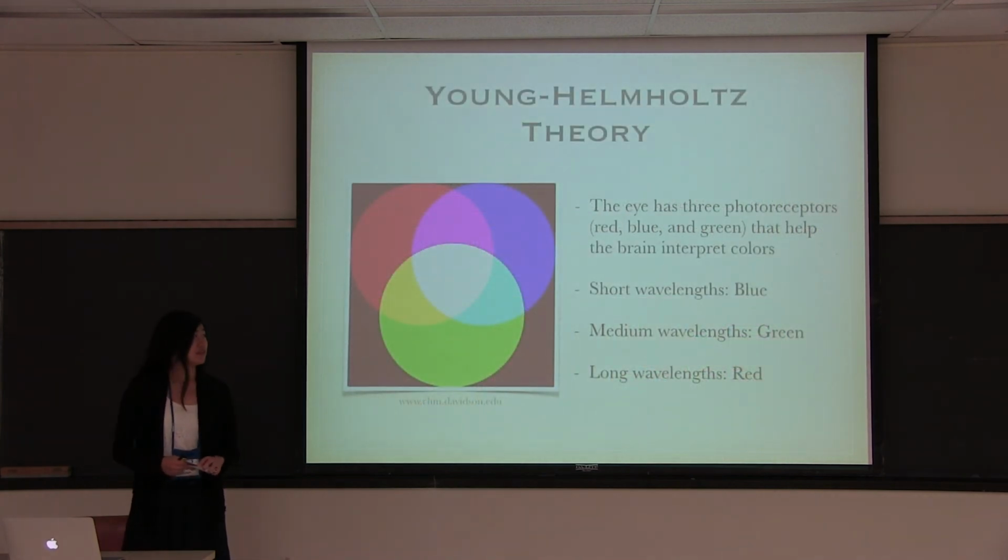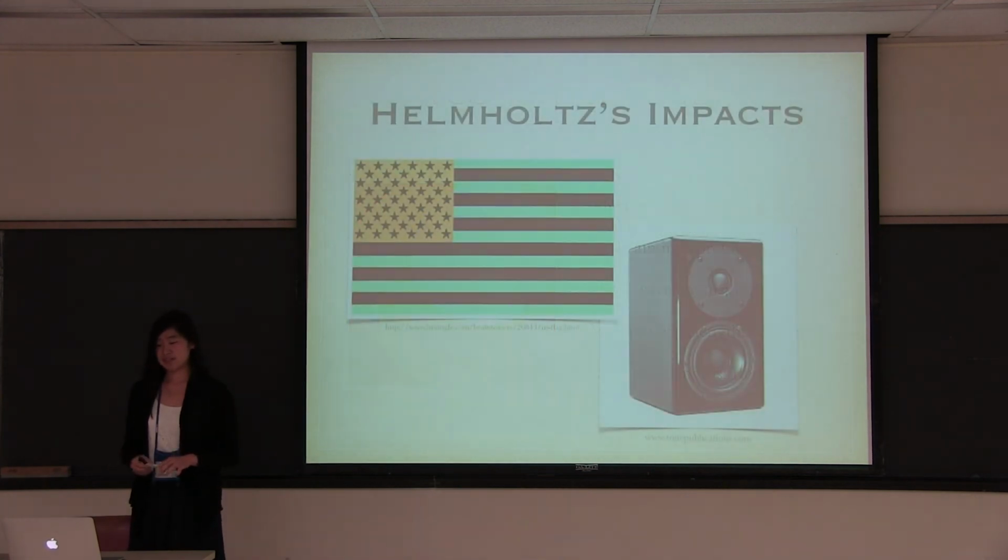Now, this is one of his most major contributions to science, the Young-Helmholtz theory. He actually was able to discover that the eye has 3 photoreceptors, red, blue, and green, that help the brain interpret colors. Blue corresponds to short wavelengths, green is middle wavelengths, and red is longer wavelengths.